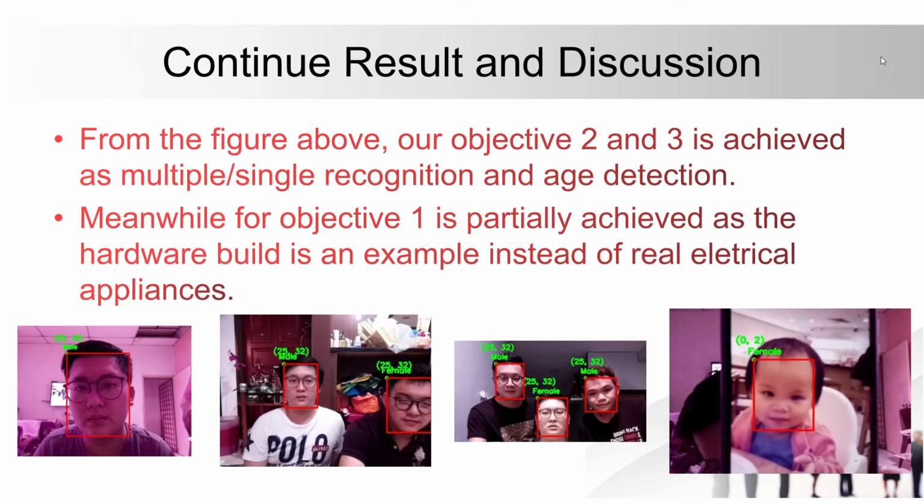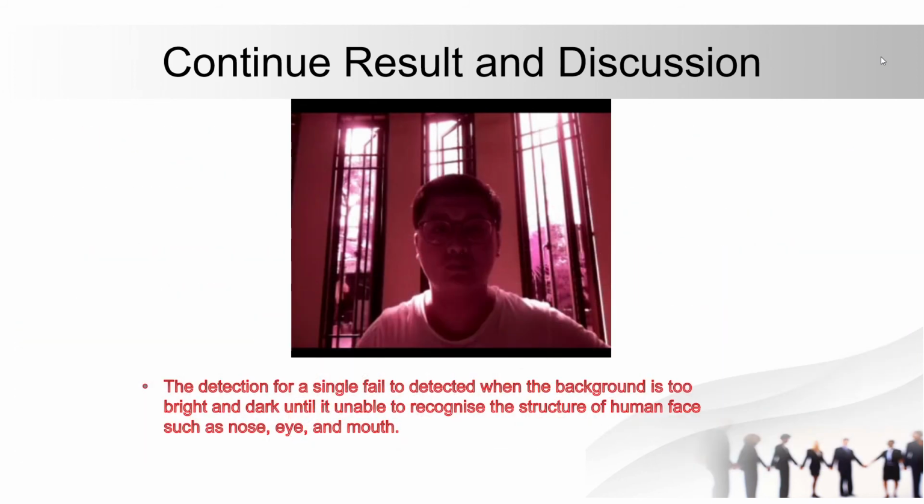From the figures above, our objectives 2 and 3 are achieved, as multiple and single recognition and age detection work. Meanwhile, objective 1 is partially achieved, as the hardware built is an example circuit instead of real electrical appliances such as fans and lights. Single detection fails when the background is too bright or too dark, making the system unable to recognize the structure of the human face, such as nose, eyes, and mouth.